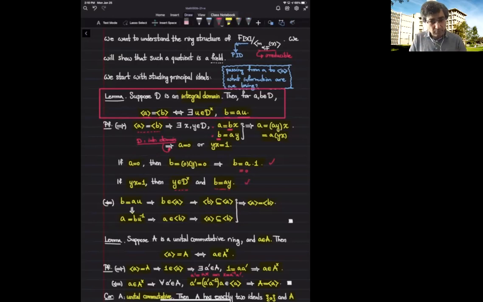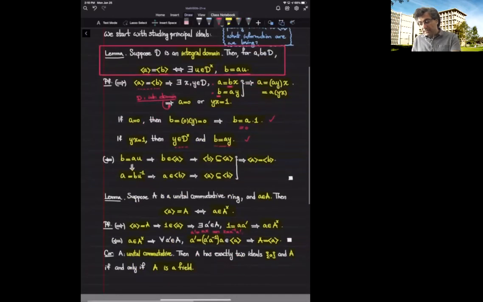Now go from right to left. Assuming that B is a unit multiple of A, I can multiply by the inverse of that unit, and I deduce that A is also a unit multiple of B. But that means B is in the ideal generated by A, and A is in the ideal generated by B. But that means every multiple of B is also inside that ideal, and every multiple of A is inside the ideal generated by B. But this means these two ideals are the same, and that's exactly what we wanted to show.